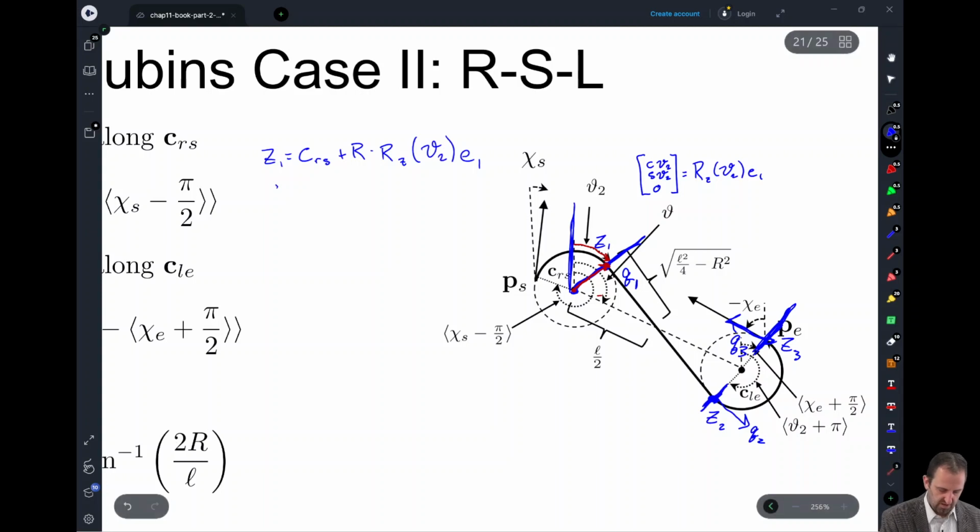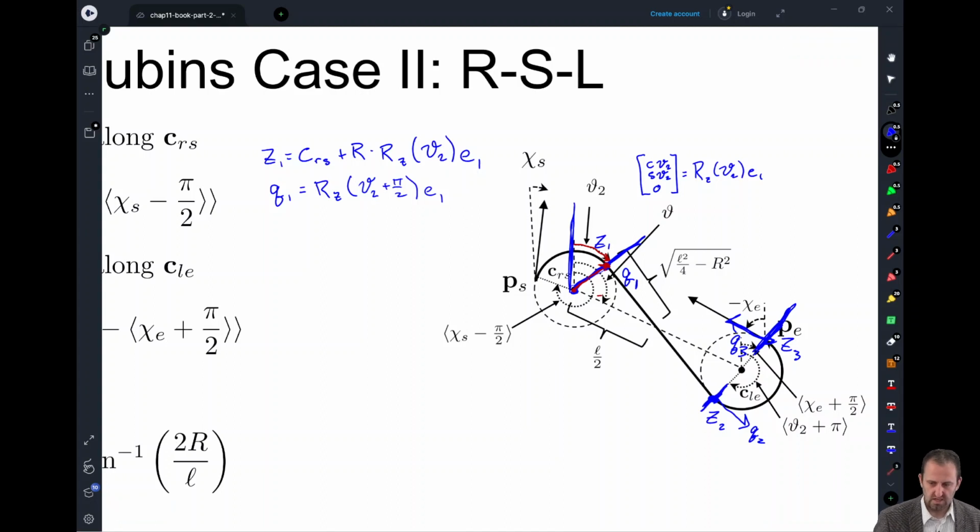Excellent. And then we'll have Q1 just be equal to, we're going to rotate the vector that points to that arg theta 2. We're going to rotate it so that it's pointing in that direction. We'll call that Q1, right? So we have our RZ, we're going to do arg theta 2 plus pi halves, and then we'll multiply that by E1. So we're just rotating these vectors around.